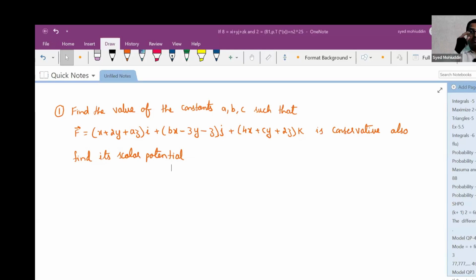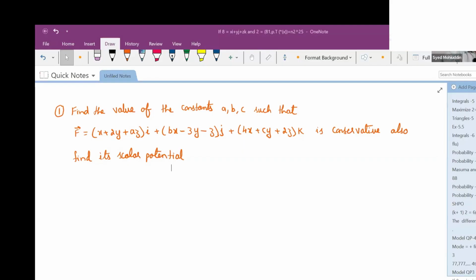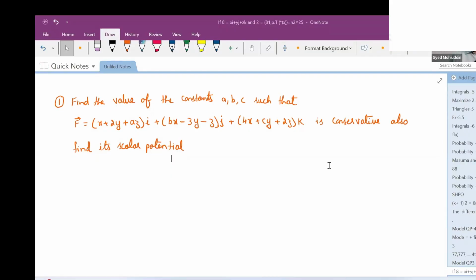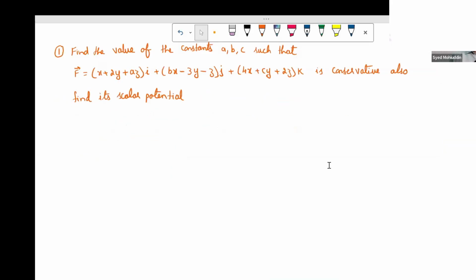In today's session, we'll try to take one example. Let's get started. The question is, find the value of the constants a, b, c such that vector F equals (x + 2y + az) i + (bx - 3y + z) j + (4x + cy + 2z) k is conservative. Also find its scalar potential.